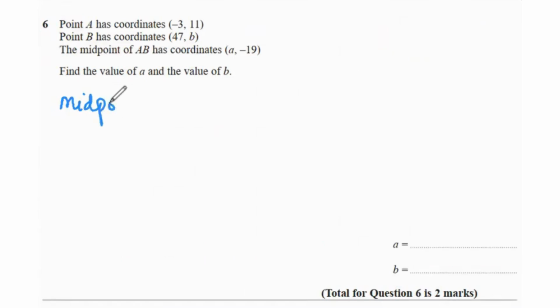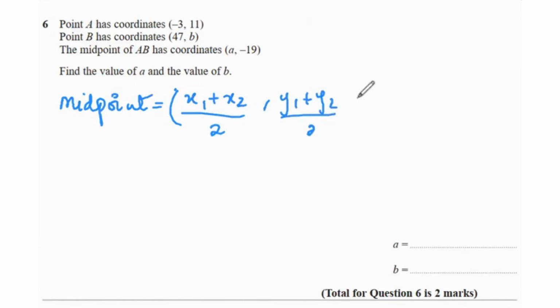So what we can do is use the formula, which is (x1 plus x2) over 2, comma, (y1 plus y2) over 2. x1 and y1 is one coordinate, so we can say A is x1 and y1. And then x2 and y2 is the other coordinate, which we can say is B in this case. You cannot mix up and say it's x1 and y2 or x2 and y1. That's incorrect. If x is x1, y will be y1. If x is x2, y will be y2. So you have to be very careful about this.